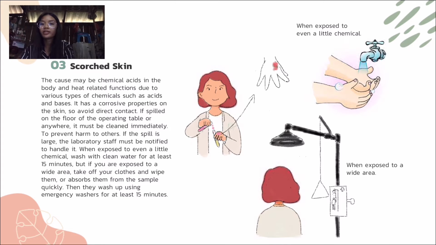3. Scorched skin. The cause may be chemical acid on the body, or heat released due to various types of chemicals, such as acid and base. It has a corrosive property on the skin, so avoid direct contact. If spilled on the floor or the operating table or anywhere, it must be cleaned immediately. If the spill is large, the laboratory staff must be notified to handle it.